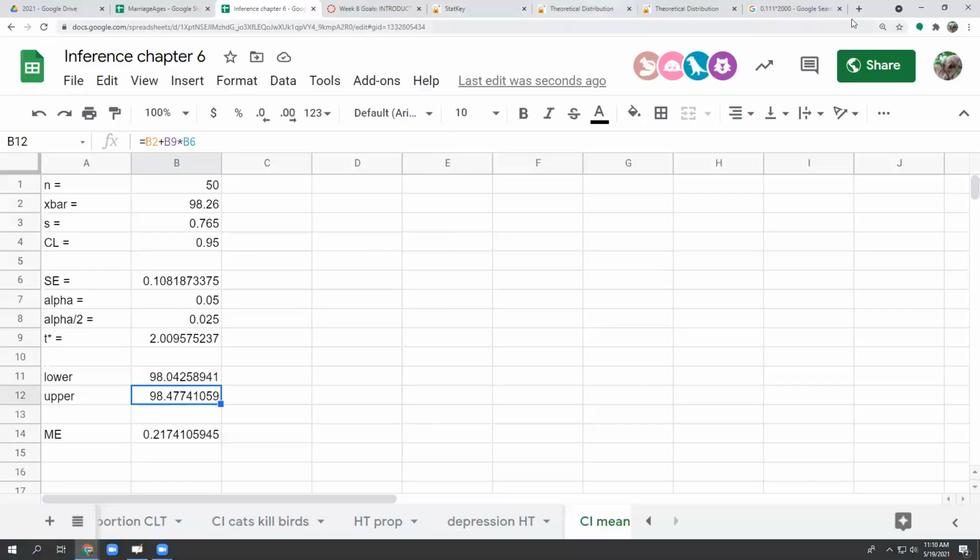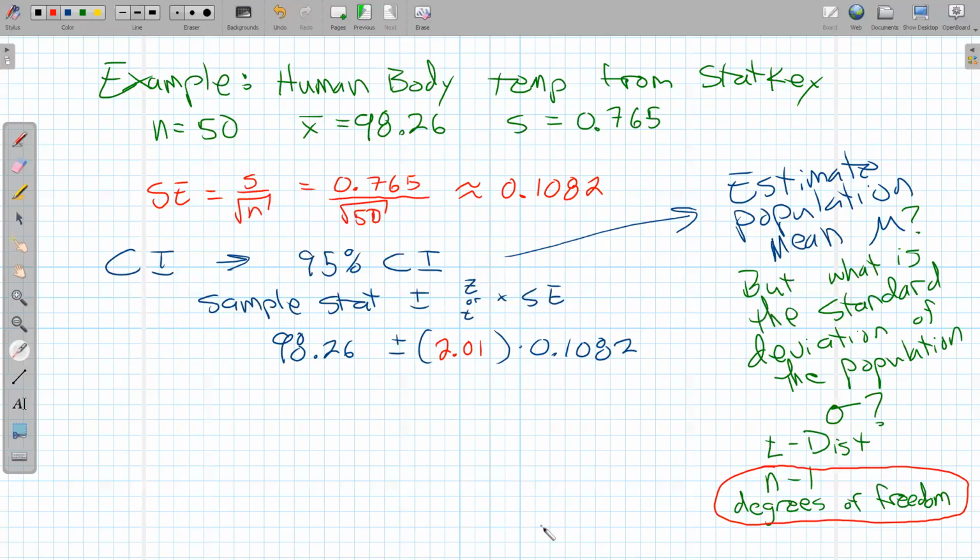And just add this to my notes. So we think, based on doing the plus and the minus here, that our 95% confidence interval is parentheses, the lower 98 point, I'm going to go to 2 decimal places, 0.04, and it could be as high as 98.48 degrees Fahrenheit. So I'm 95% confident that average human body temperature is somewhere between 98.04 degrees Fahrenheit and 98.48 degrees Fahrenheit.